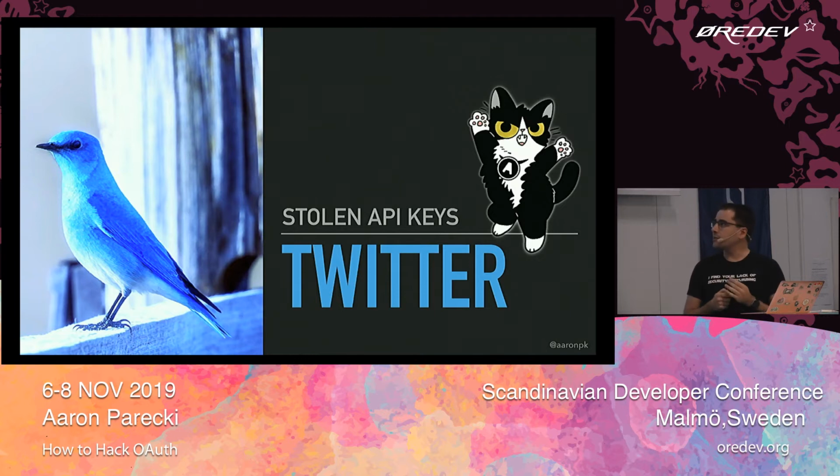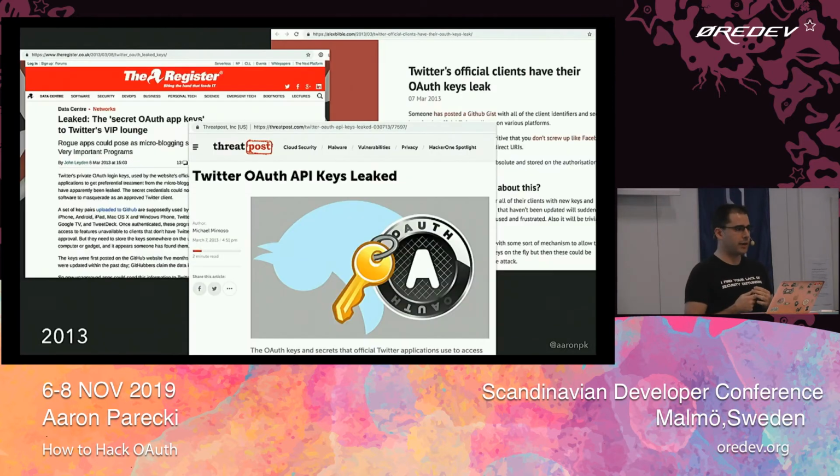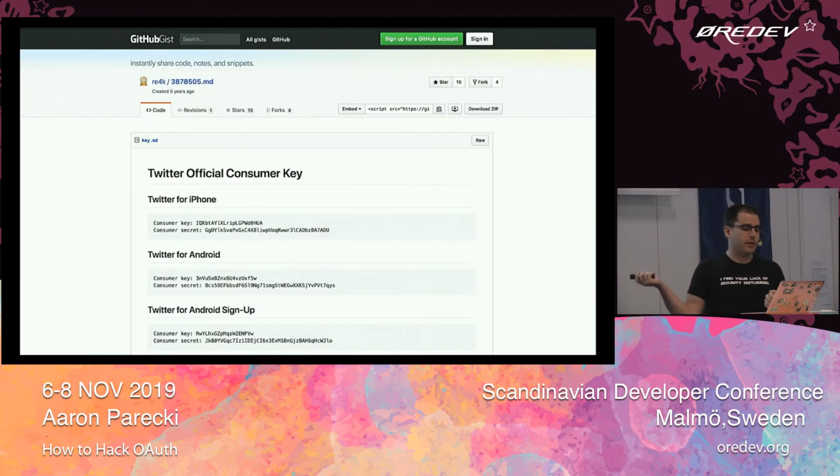Twitter, back in 2013, had a problem with their apps. And their problem was that all of their API keys were leaked. Now, these were the headlines that were coming out: Twitter OAuth API keys were leaked. What actually had happened is that somebody basically just posted them all up on GitHub. They decompiled the apps, posted the keys on GitHub, and were like, hey, look.